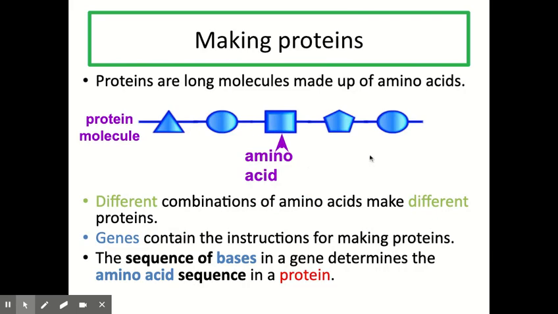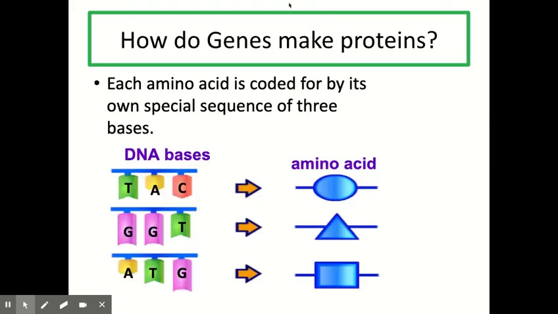So it all depends, as I said, which order of these amino acids there are, which protein is made overall. Now remember I said that genes, those specific sections of DNA, code for proteins. Well, it's the sequence or order of bases in those bits of DNA within the genes that determine which order the amino acids go in the protein. Like, I'll show you what this looks like.